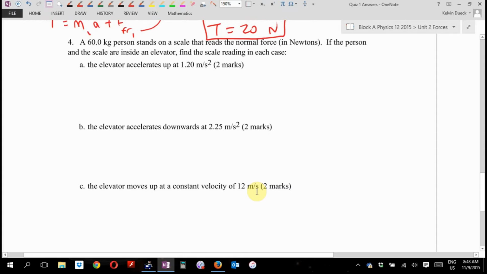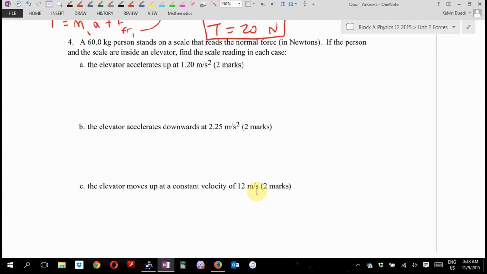Elevators. This is a job for a free body diagram. In part A, first of all, it says a person is standing on a scale that reads the normal force in newtons. So find the scale reading, find the normal force in newtons. If I had wanted to, I could have said find it in kilograms. You would just divide whatever answer you got in newtons by 9.8. That's the actual conversion factor.